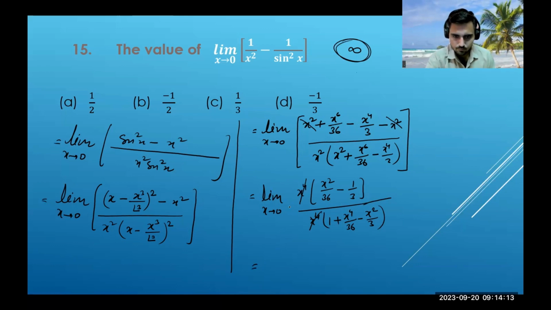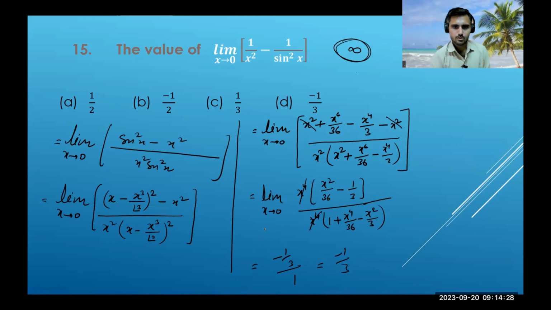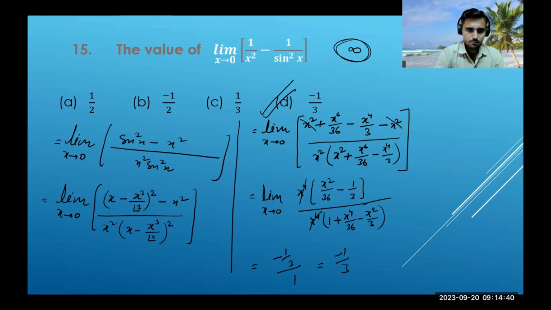So now we can put the limit here. This term will become 0 and this also will become 0. So we have minus 1 by 3 upon 1, so minus 1 by 3. That's the answer. So minus 1 by 3 means we have option D. That's all, and it was question number 15.